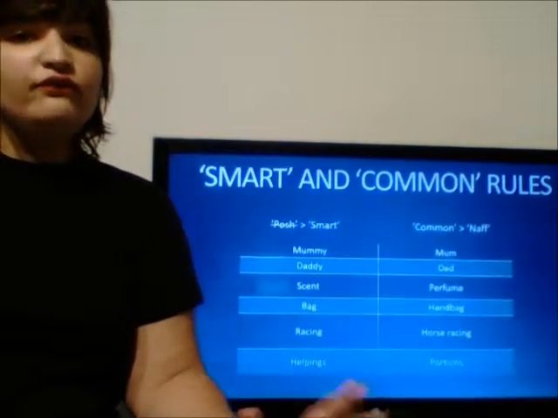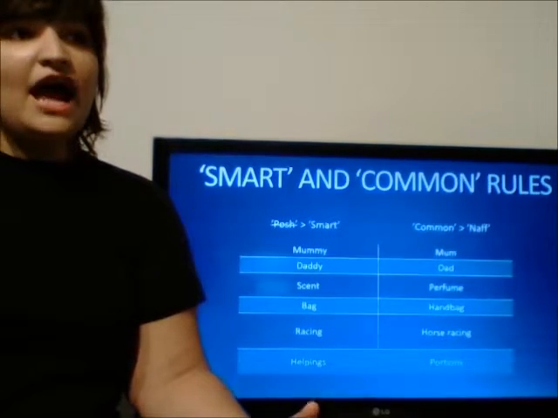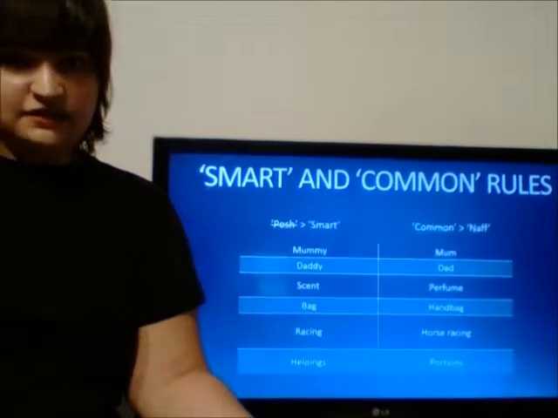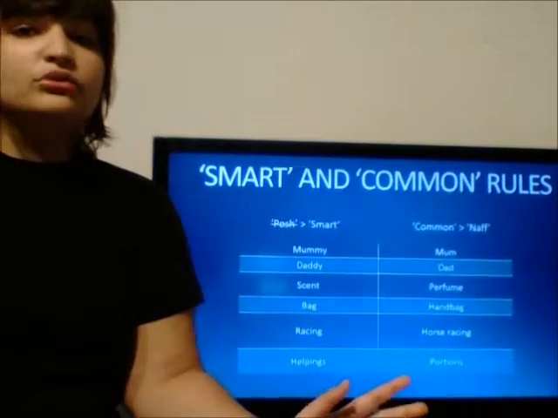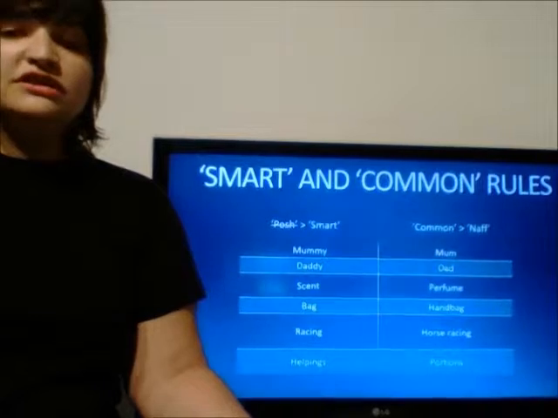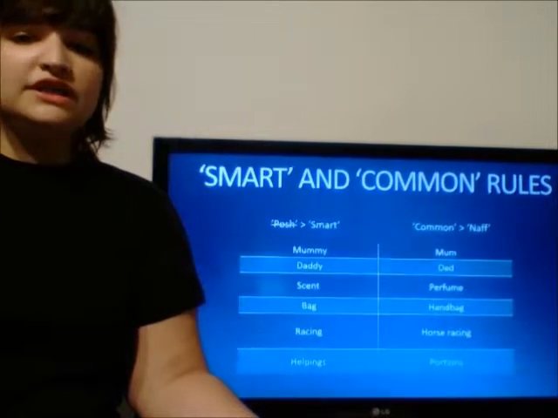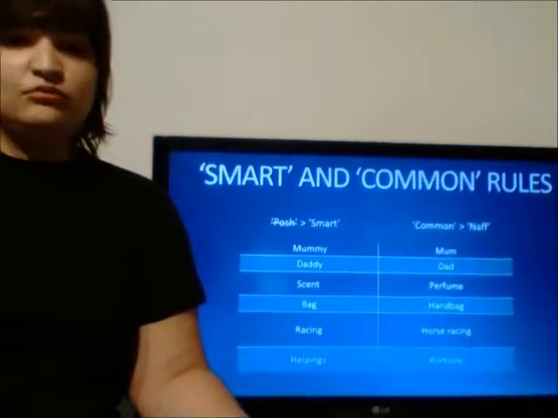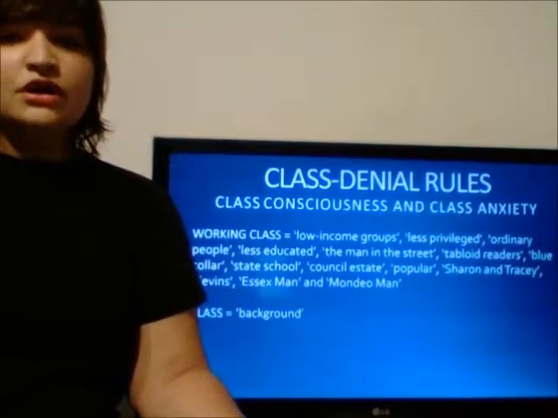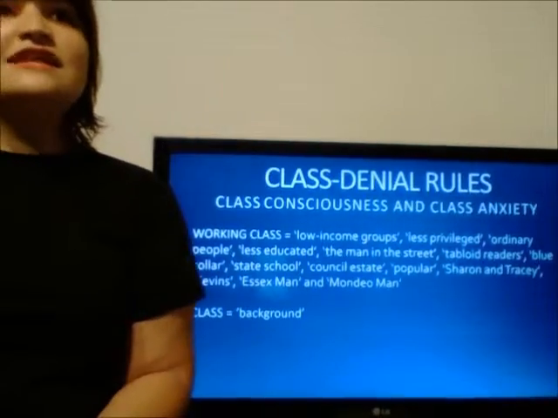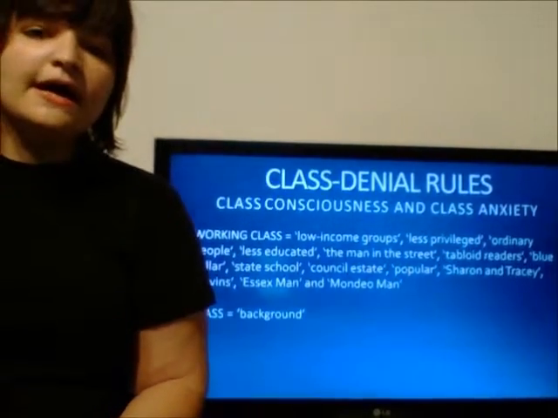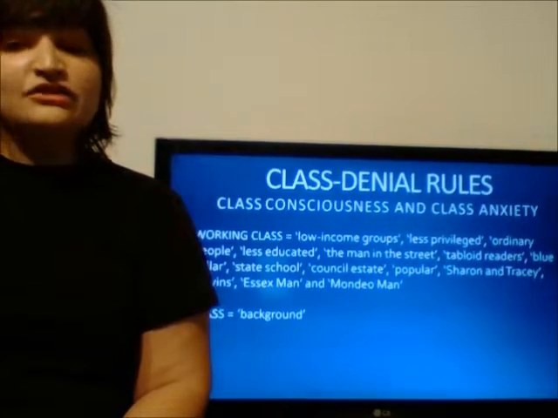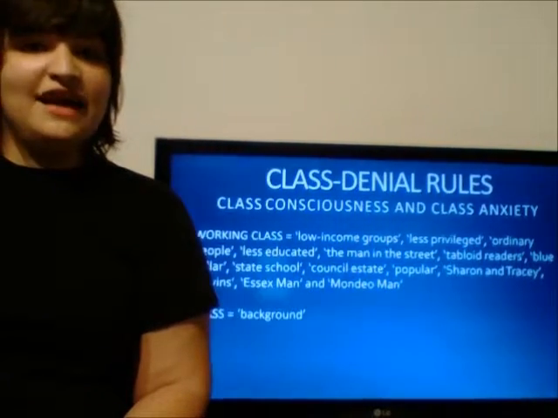These are just a few of the words that help you realize what a person's social class is. These are just a couple, there are a lot more. Language is a very important factor when you want to know which social class someone belongs to. Okay, since they are very conscious of their class system, there's also something called class anxiety.